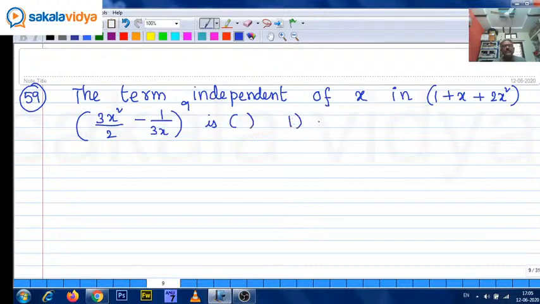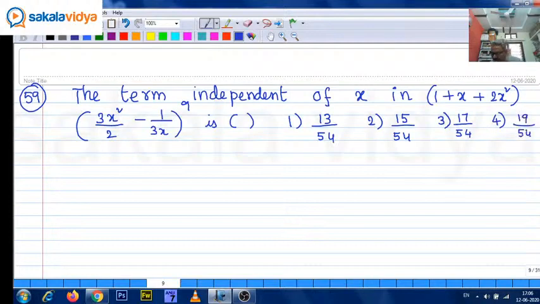first option is 13/54, second option 15/54, third option 17/54, fourth option is 19/54. Right, this is the question. Anybody? What is the answer?